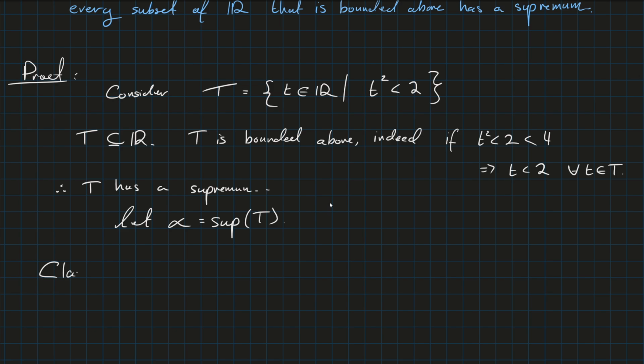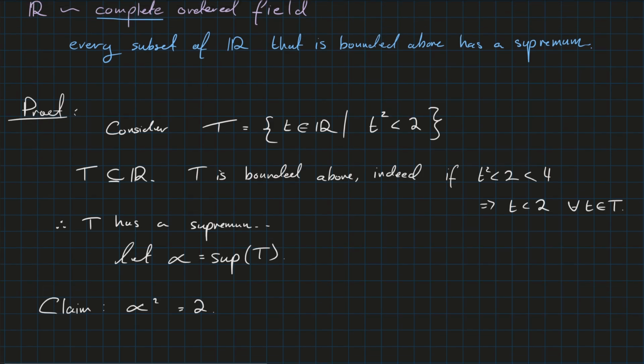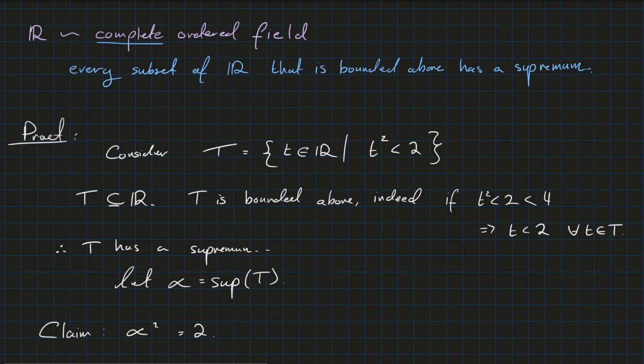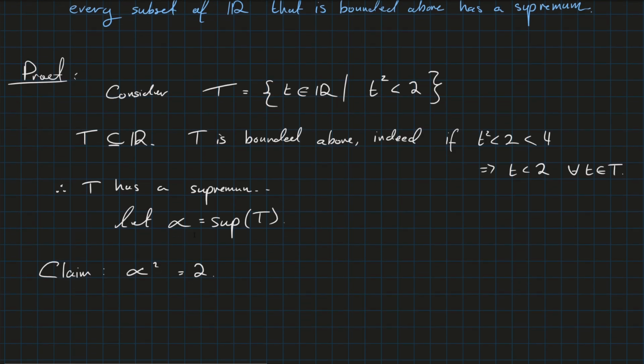And our claim is that alpha squared is equal to 2. And with that claim, we're done, right? So that claim maybe has all the work in it, right? So we're going to prove that alpha squared is equal to 2. And we're going to do this in a little bit of a backwards way. We're basically going to prove that it couldn't be any bigger and it couldn't be any smaller.